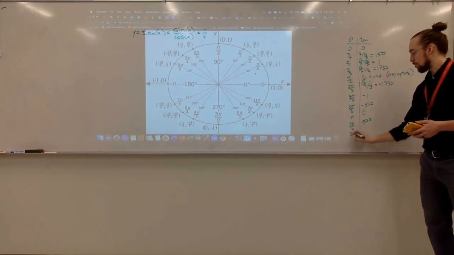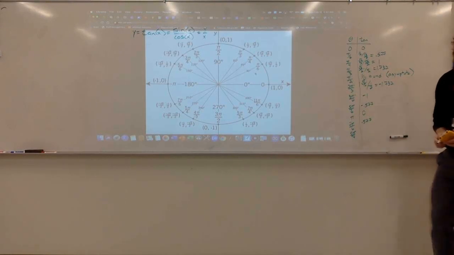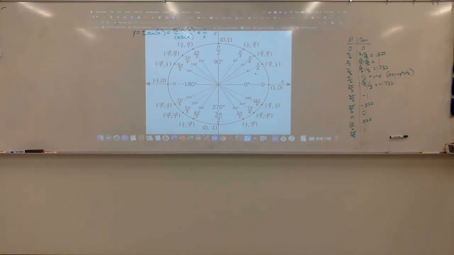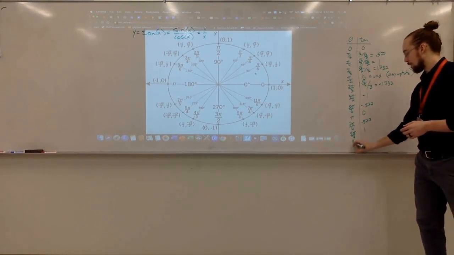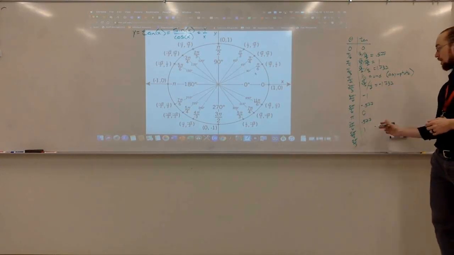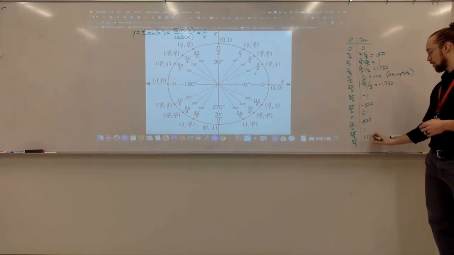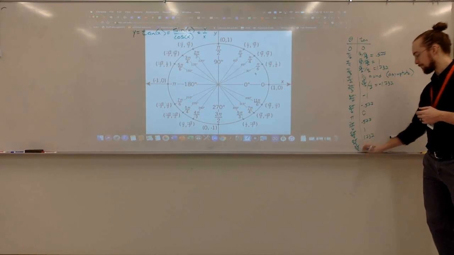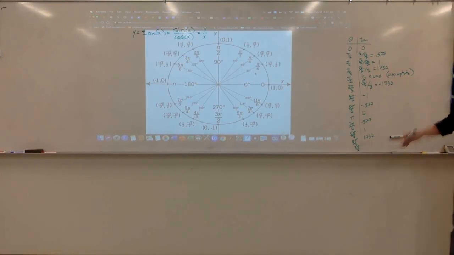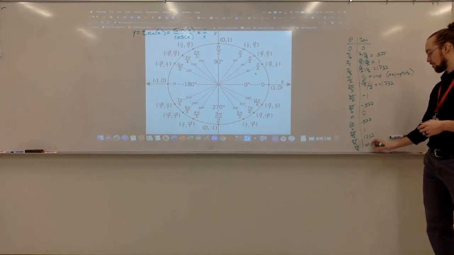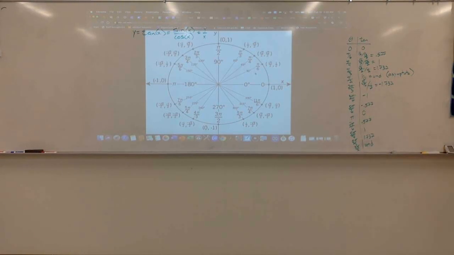At 5 pi over 4, we'll have positive 1, right? Negative square root of 2 over 2 over negative square root of 2 over 2. At 4 pi over 3, negative square root of 3 over 2 over negative 1/2. So that'll be positive 1.732. And then finally, we'll stop at 3 pi over 2. So negative 1 over 0. That's again going to be undefined because we're dividing by 0 here.